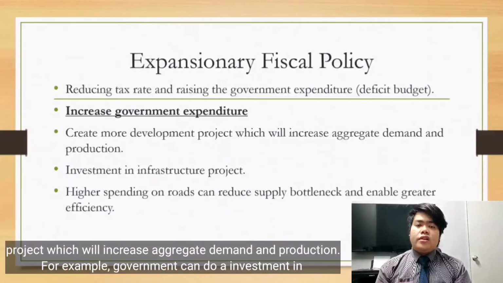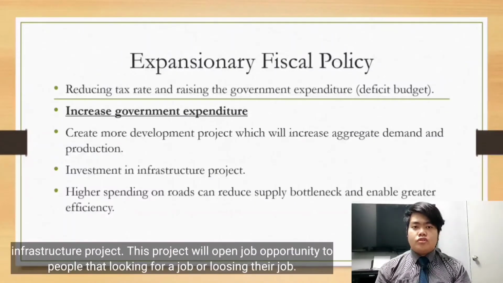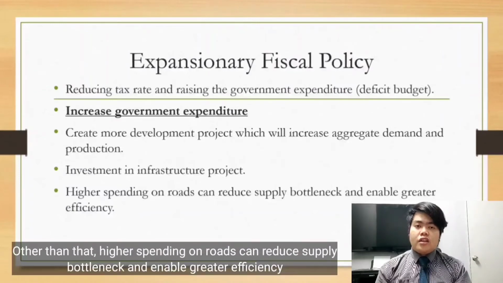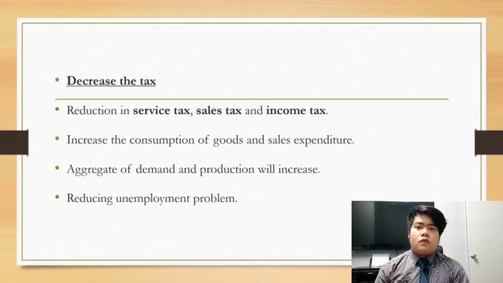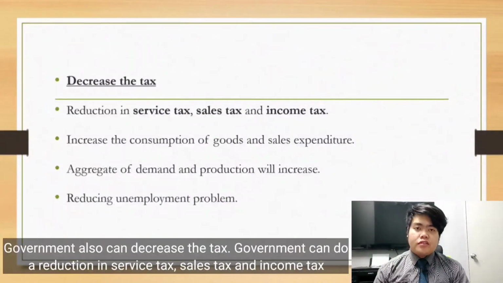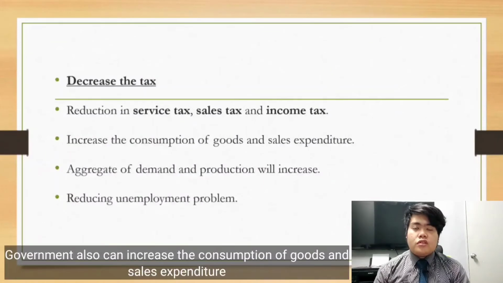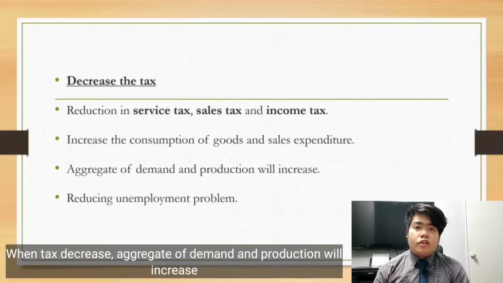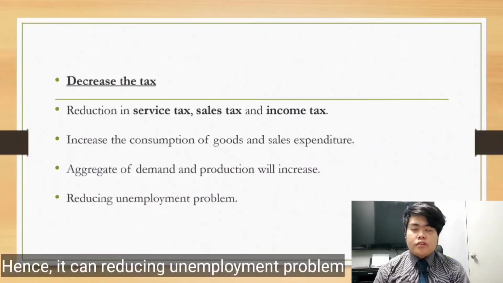For example, government can invest in infrastructure projects. This project will open job opportunities to people that are looking for a job or losing their job. Other than that, higher spending on roads can reduce supply bottlenecks and enable greater efficiency. Government also can decrease the tax. Government can do a reduction in service tax, sales tax and income tax. Government also can increase the consumption of goods and sell expenditure. When tax decreases, aggregate demand and production will increase. Hence, it can reduce the unemployment problem.